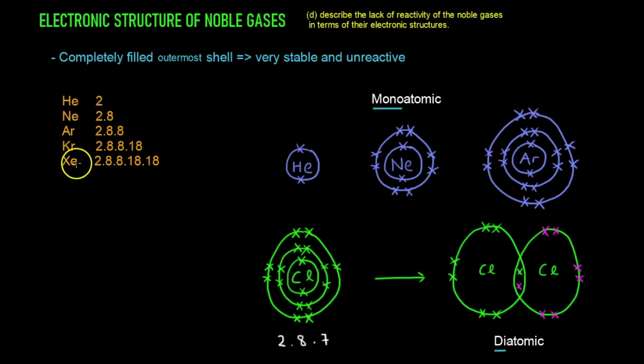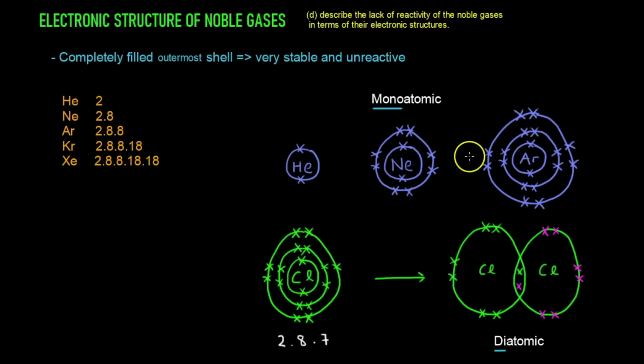For krypton and xenon I didn't draw, but the fourth shell maximum is 18, and the fifth shell maximum is also 18. So you can see that they do not lack any holes. They don't require electrons to be removed or added. They have a perfect outermost shell configuration.